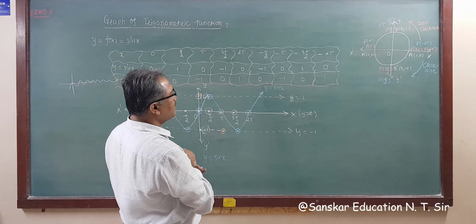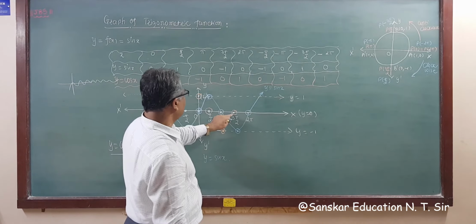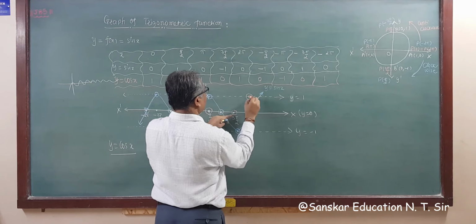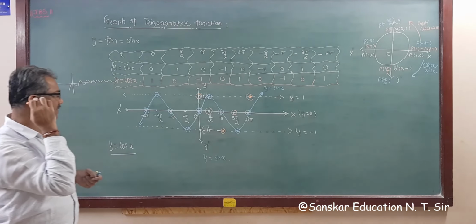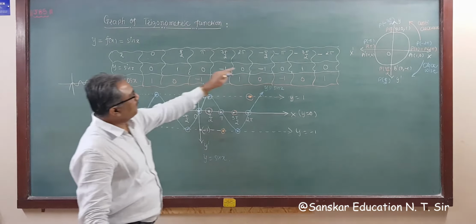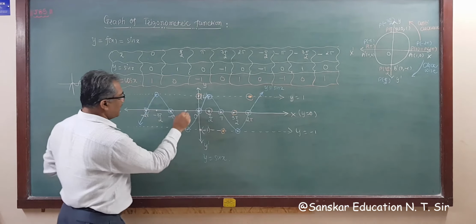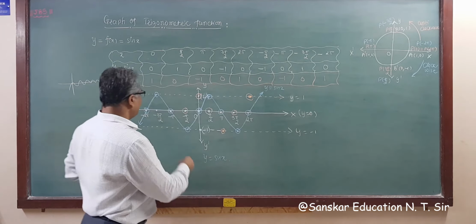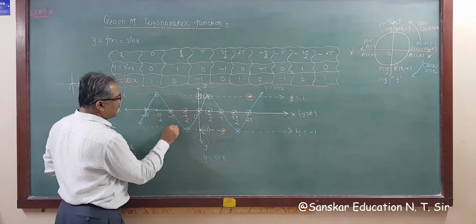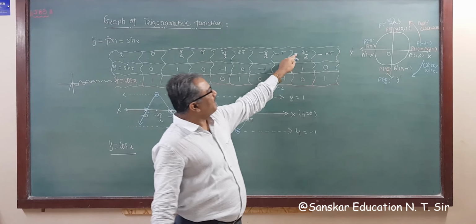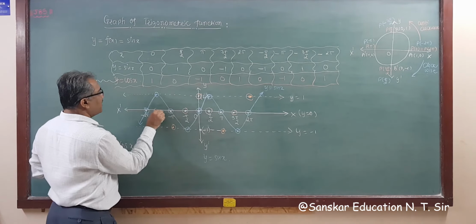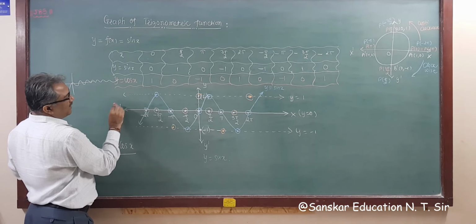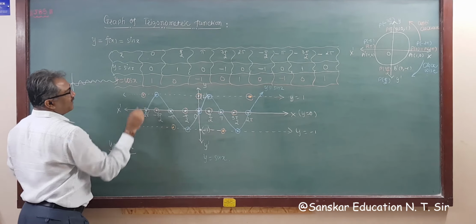3 pi by 2, 0, minus 1, 0, and 2 pi then 1. Okay, so 2 pi then 1, so we get this point. Right? Now minus pi by 2, then 0, so minus pi by 2, 0 means this point. Minus pi, minus 1, we get this point. Minus 3 pi by 2, 0. And minus 2 pi, it's 1. So this is the point we get.